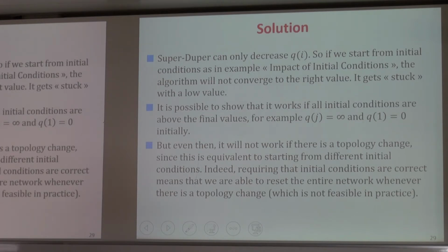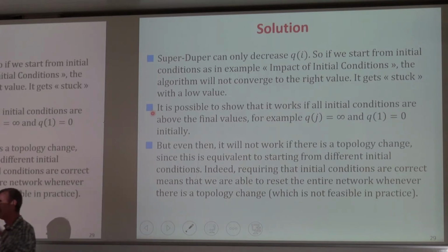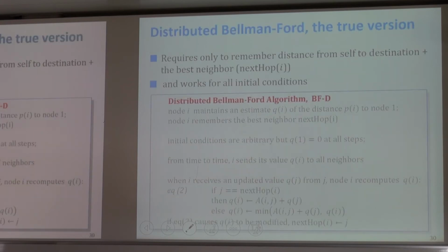Now, if we're interested, but this is highly academic, we can show that it works if we can guarantee that the values are initially high enough. So ideally, if they're infinite everywhere except 0 at 1, then the algorithm can only decrease. If the topology doesn't change during the execution of the algorithm, then it will converge. But of course, we should not rely on this in the internet, because in the internet, there is no guarantee while we're running the routing algorithm in an asynchronous manner that changes will not occur. So in practice, super duper is not good.